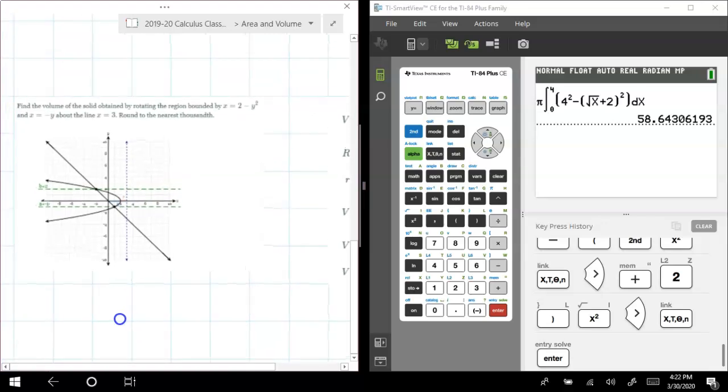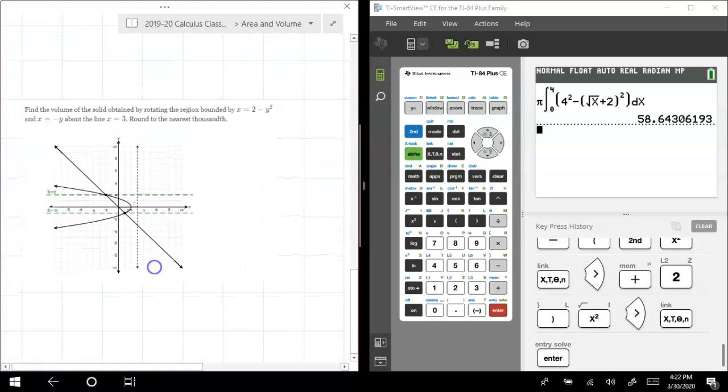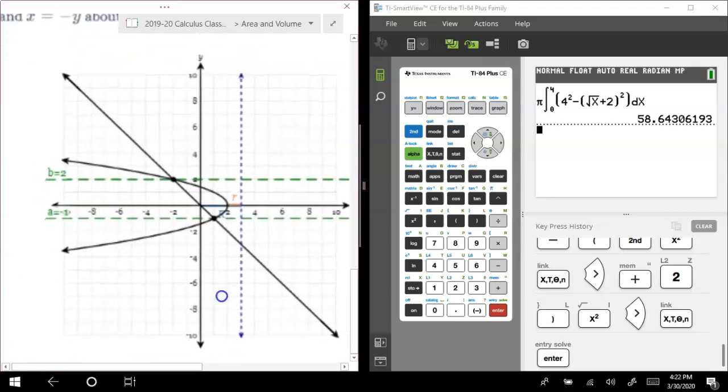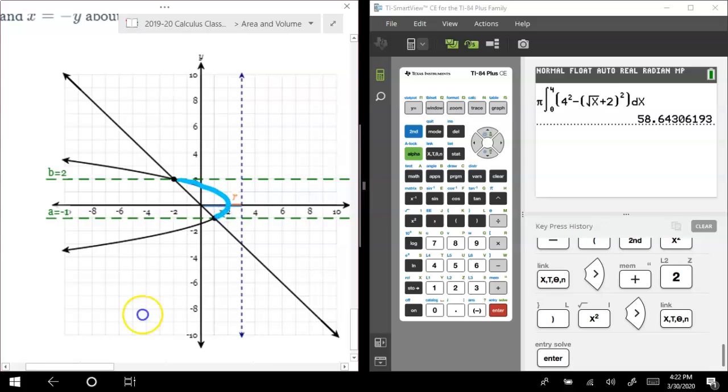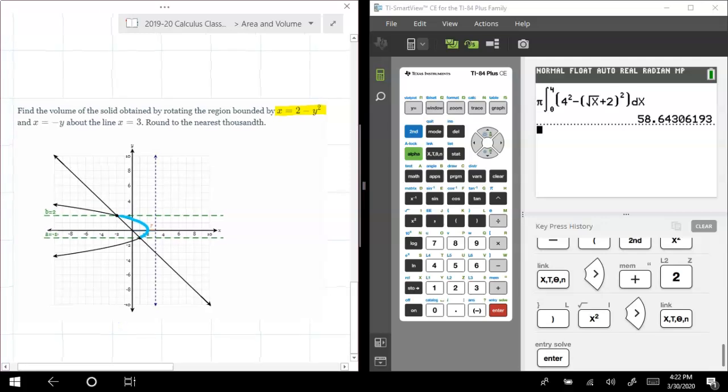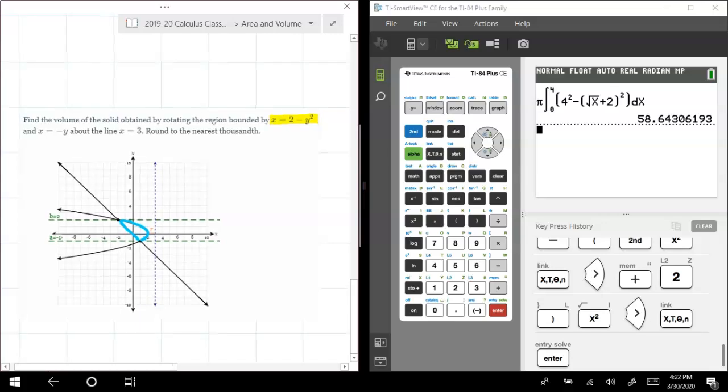And one more. Find the volume of the solid obtained by rotating the region bounded by x equals y squared minus 2. So that's something of degree 2, a parabola. It's x in terms of y. So it's this parabola. x equals -y, that's a line, and the line x equals 3, which is vertical.